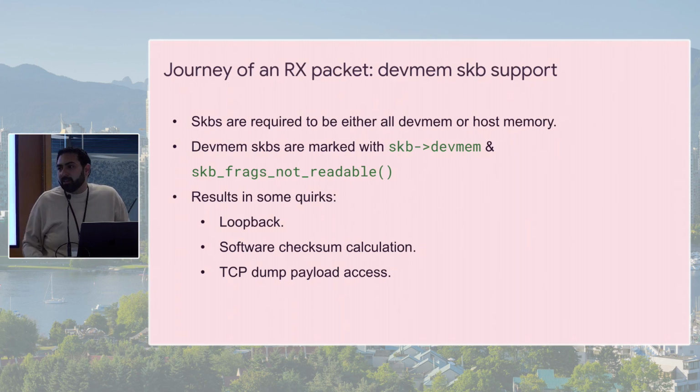And these are really the only cases where some quirks happen. If you're trying to do a software checksum calculation, it of course can't work because it needs access to the payload, which it can't get. tcpdump, of course, can't show you the payload of the incoming packets. Again, it's in inaccessible memory. And zero copy loopback requires a copy, and you can't access device memory to execute that copy. So loopback also doesn't work.